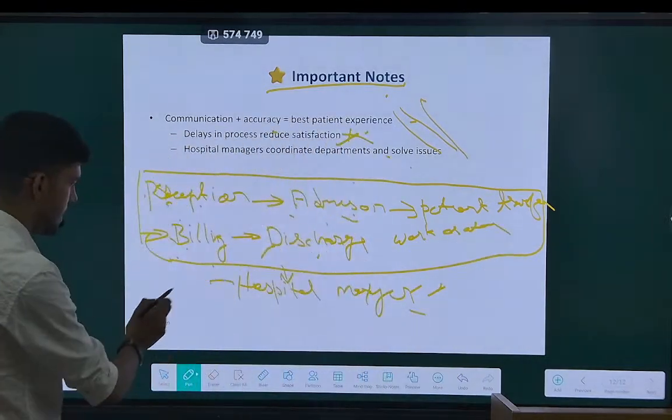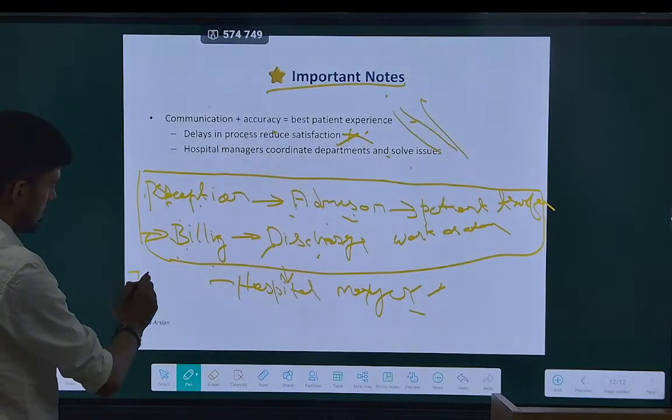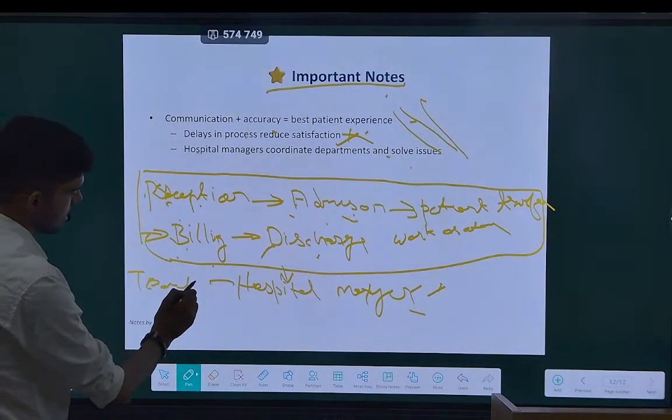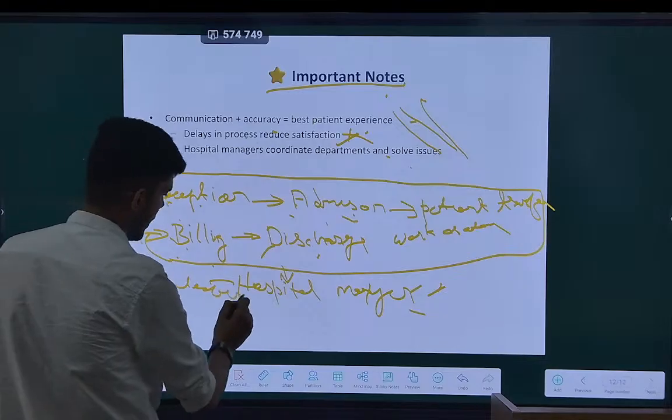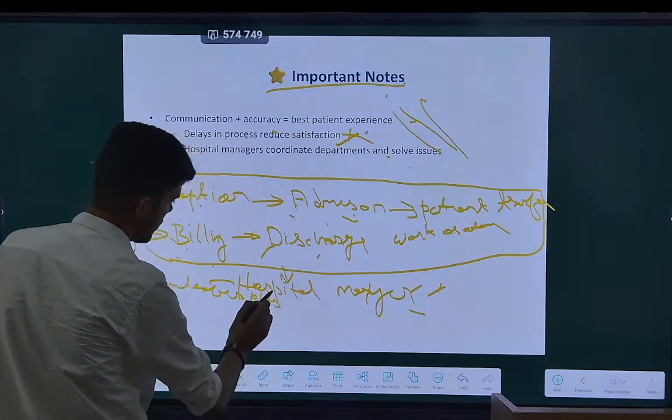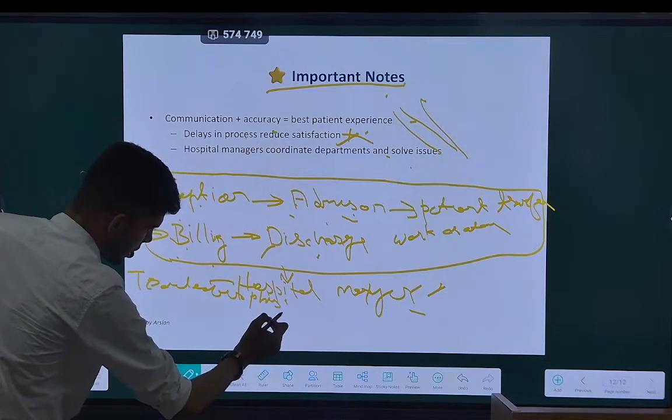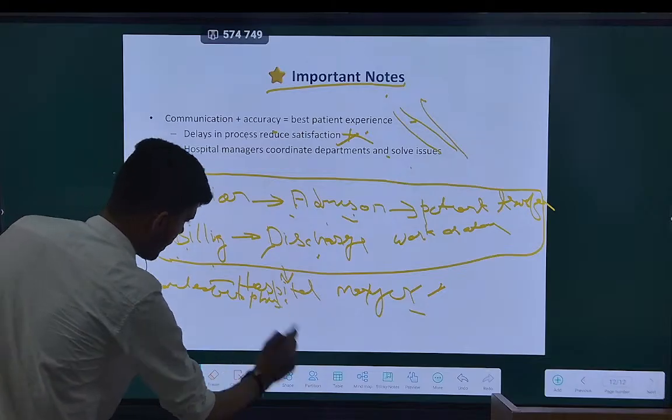And this hospital manager should have team leader skill. So in the beginning, I taught you that leadership skill is very important in the operation of hospital management.